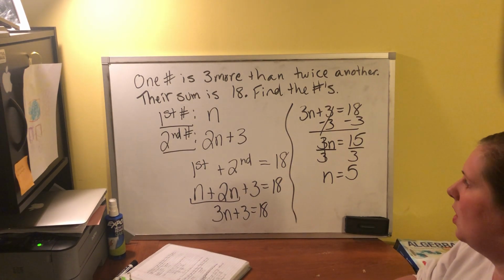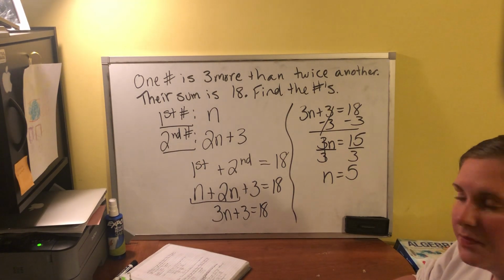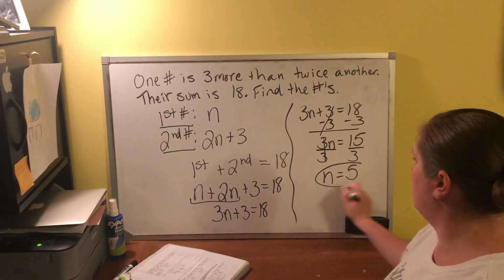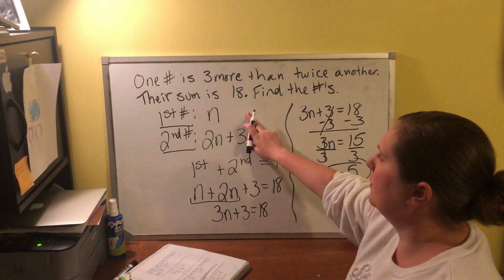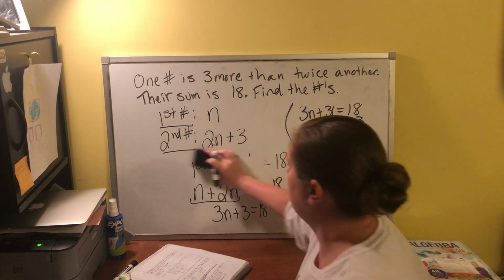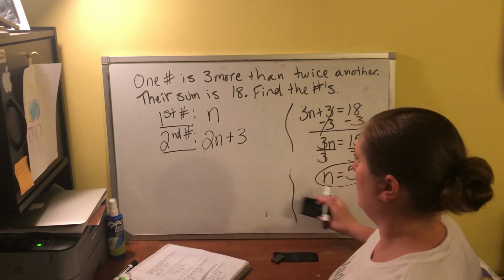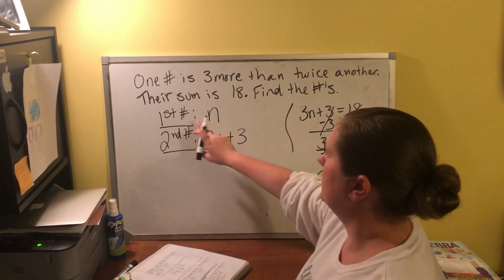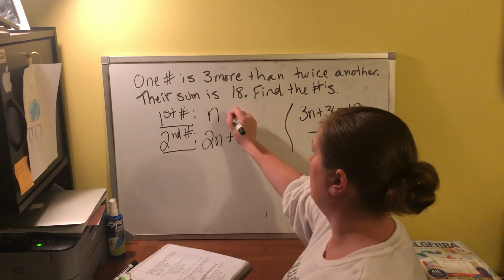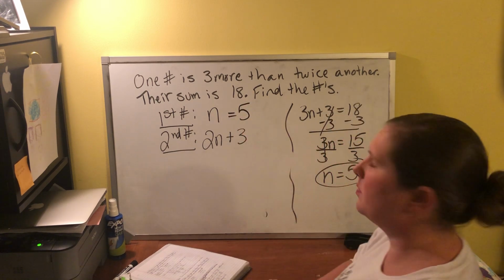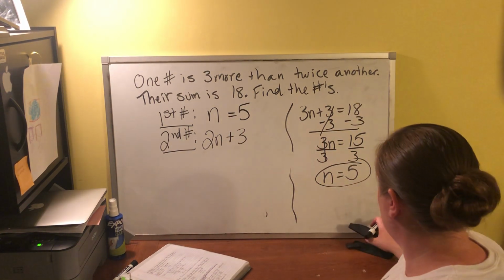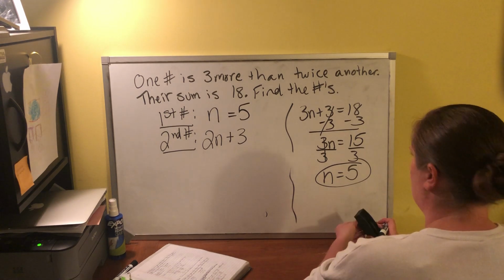Now, this is not our final answer, okay? We have to substitute this value in for the first and the second numbers, okay? So the first number is n, so we know pretty easily the first number is 5. We have half our answer there, okay? We have half our answer.